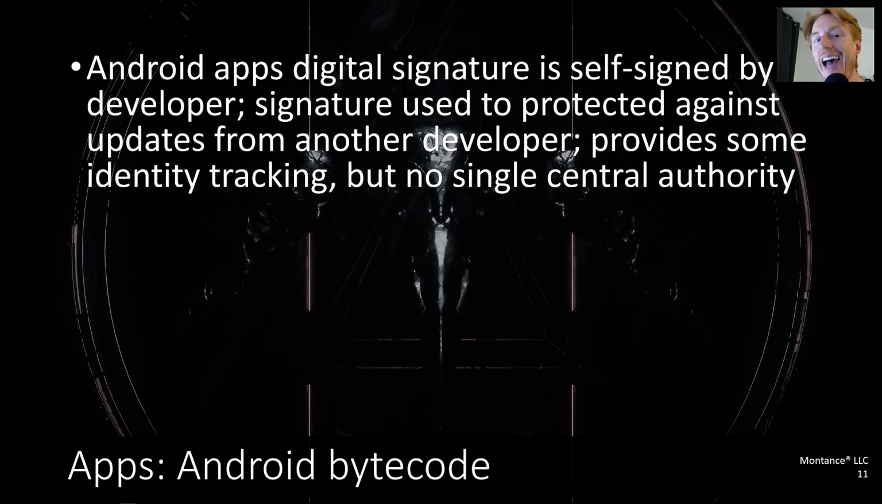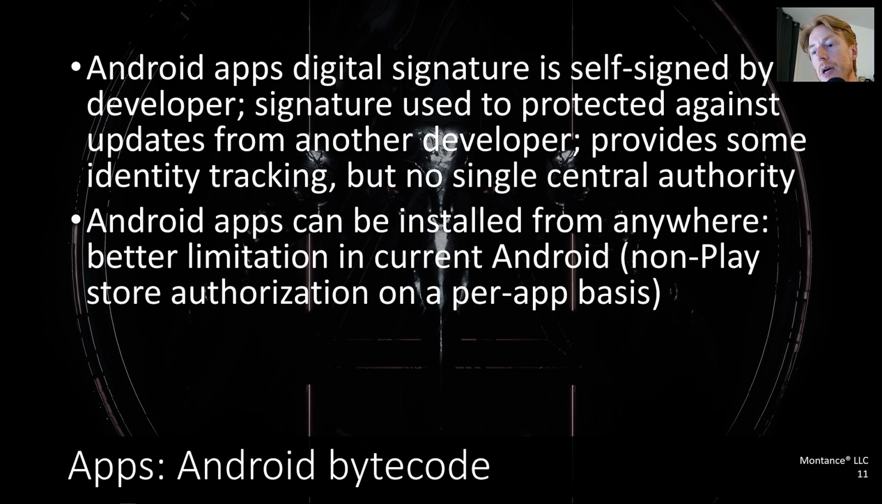Now, Android apps have digital signatures, but they don't function in terms of preventing things from running. What they're really supposed to do is let a developer give updates to his or her own application, but another developer can't inject a malicious update. Android apps are actually allowed to be installed from anywhere. Now, there have been restrictions put in place for that. On modern Android, you can specify per application whether that application is allowed to download APKs and install them.